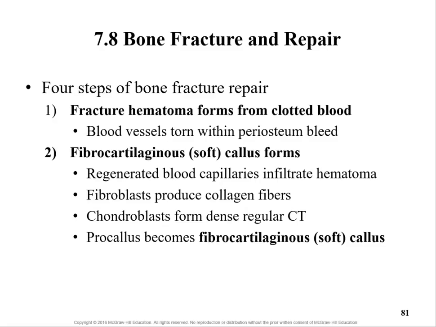The first step is the fracture hematoma forms from clotted blood. So what happens is the periosteum gets torn, and those blood vessels bleed into the fracture and form a hematoma. Next, a soft callus forms out of fibrocartilaginous tissue. Regenerated blood capillaries are going to infiltrate the hematoma. Fibroblasts are going to be there. They're going to produce collagen fibers. Chondroblasts are going to form dense, regular connective tissue. And then you're going to have what is called a procallus become a fibrocartilaginous callus, or a soft callus.